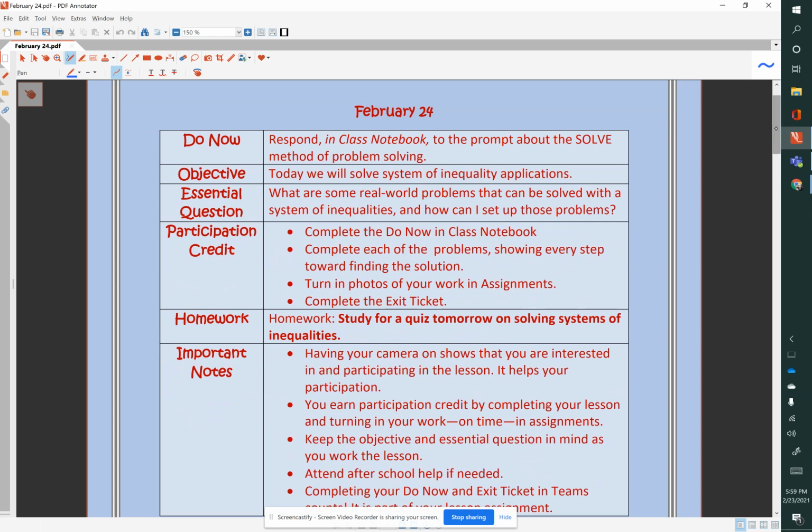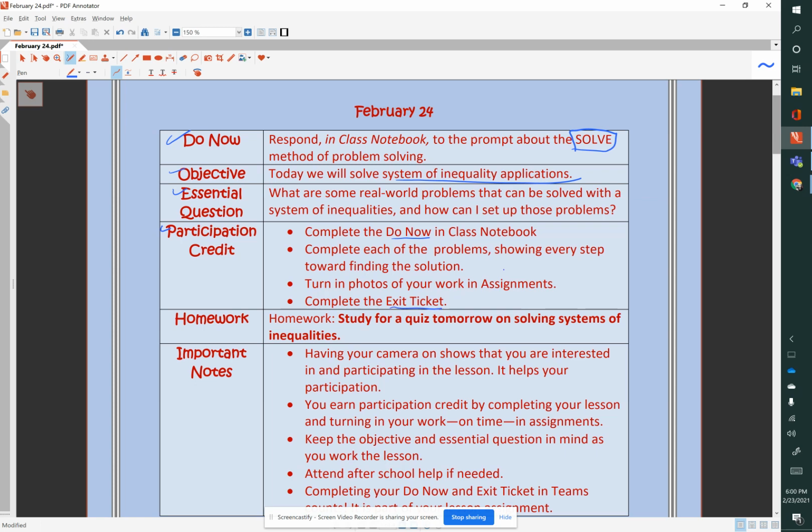I do want you to work on your do now and your exit. So your do now will be a prompt about this solve approach to problem solving. Our objective will be to solve those inequality applications, systems of inequalities. Our essential question: what are some real world problems that can be solved with a system of inequalities, and how can I set up those problems? Remember, for participation credit, complete your do now and your exit in teams.